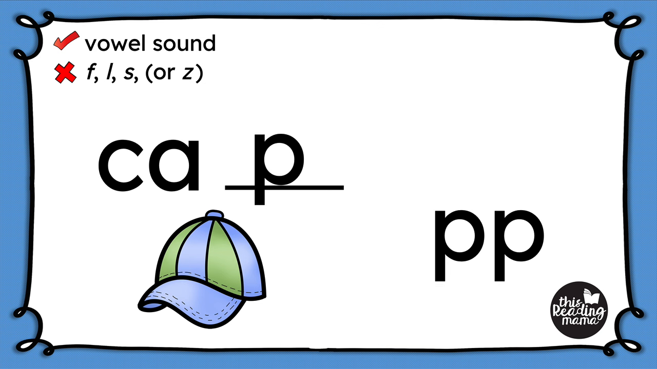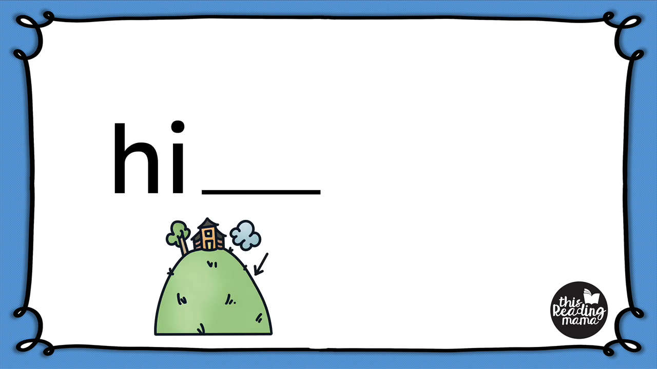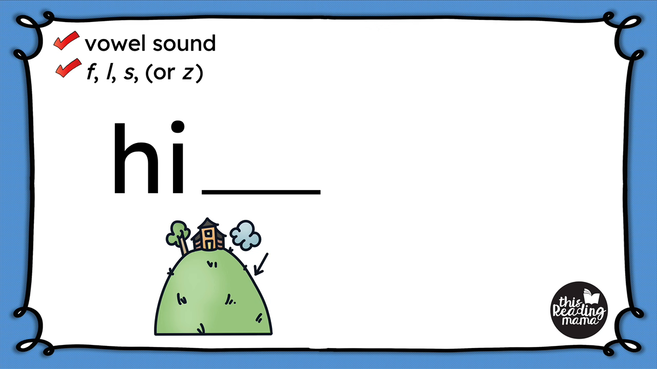All right, let's try it with one more word. Hill. First, I'm going to listen for the vowel sound. Hill. I hear a short I sound, so I have a check for my first one. And now I need to ask myself what I hear at the end. Do I hear F, L, S, or Z at the end of the word hill? Hill. Yes, I hear an L sound at the end, so I'm going to need to double the L to spell the word hill.